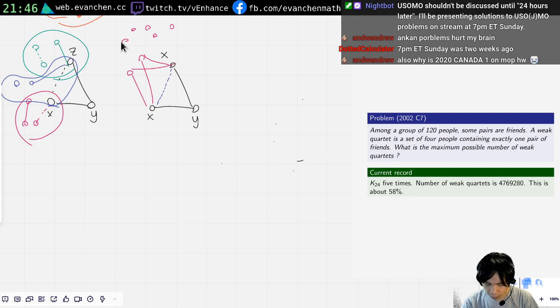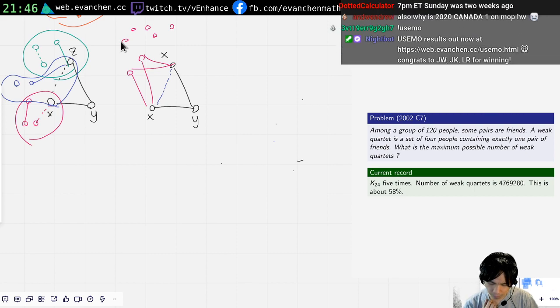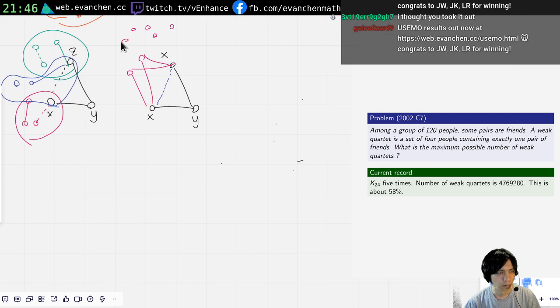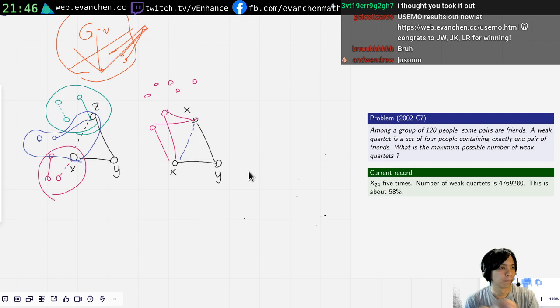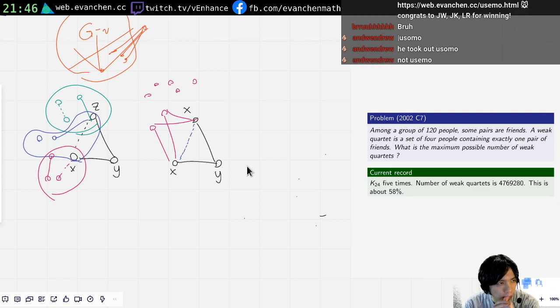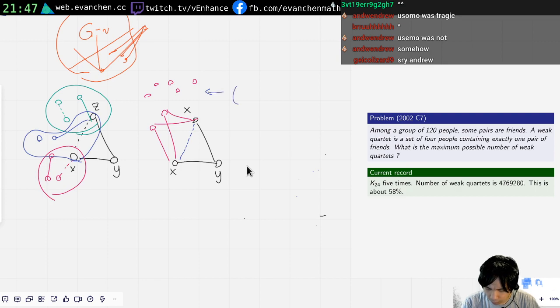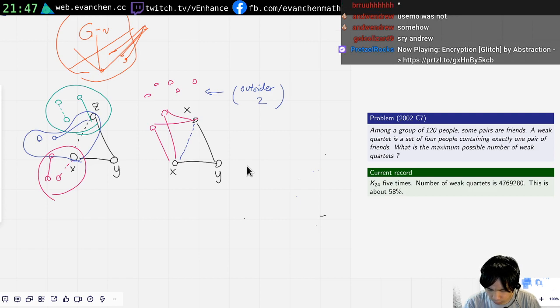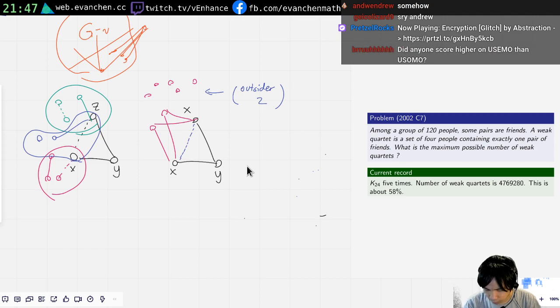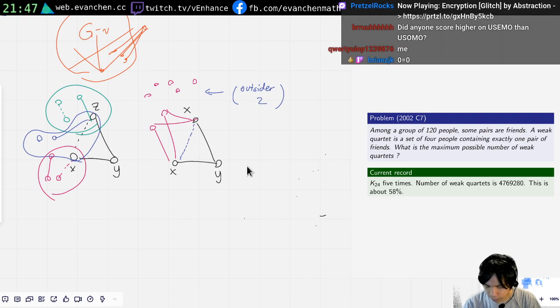If I have a clone vertex, and I add in that edge, then... what? So I gain a number of things equal to that number choose 2. And then I lose a number of weak quartets equal to however many random edges there were, I guess. So there were some weak quartets.